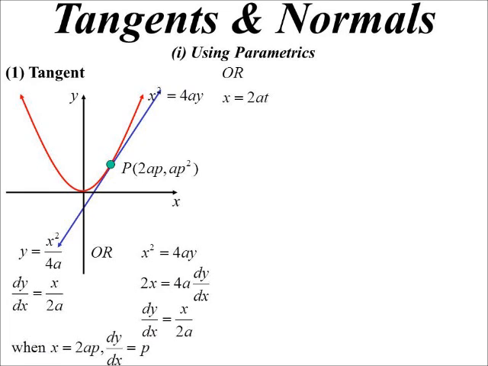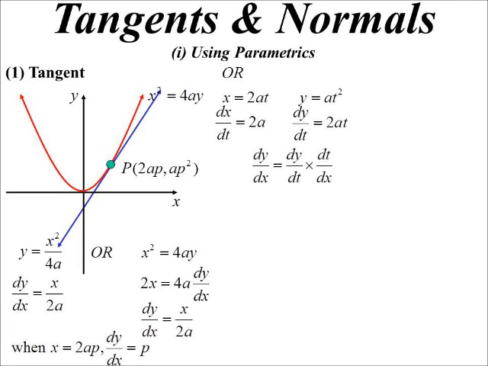Or I could have done it in parametric form. I could have said x is 2at, so differentiate that with respect to t, I get 2a. y is at squared, differentiate that with respect to t, I get 2at. And so using our chain rule, dy/dx is equal to dy/dt times dt/dx. And so I get 2at times 1 on 2a equals t. So again, we go, oh look, it's the parameter. So it's a third way we could have come up with that idea. So when t equals p, there we go.